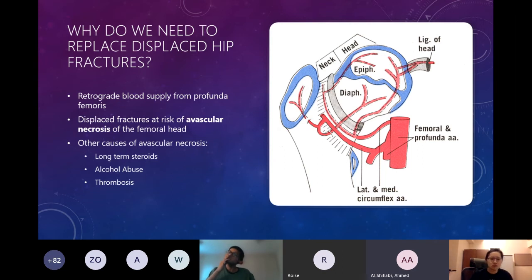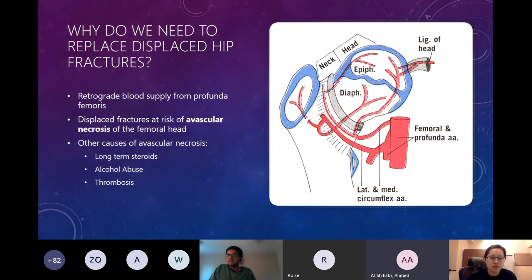Trauma is probably the biggest cause at the hip, but you do need to worry about other things. Steroids is a really big one for people who are on long-term medication, for example. It increases risk of osteoporosis as well, and does plenty of things to bone. Alcohol abuse is also a problem. Thrombosis is less common. You see it in Perthes disease, which is a pediatric hip condition, which we'll glance on a bit later on.